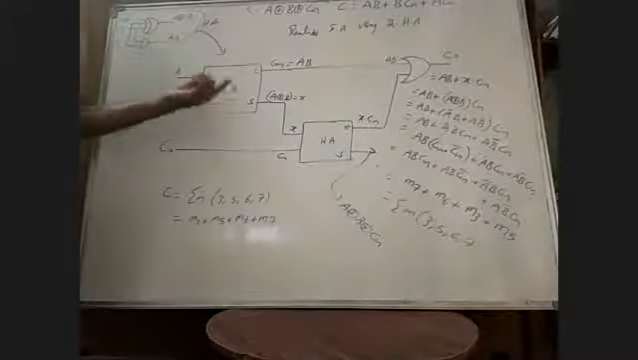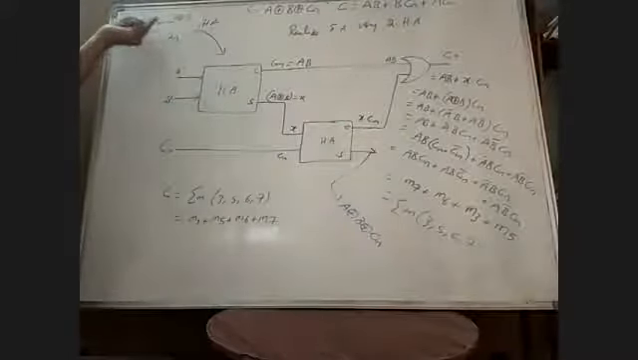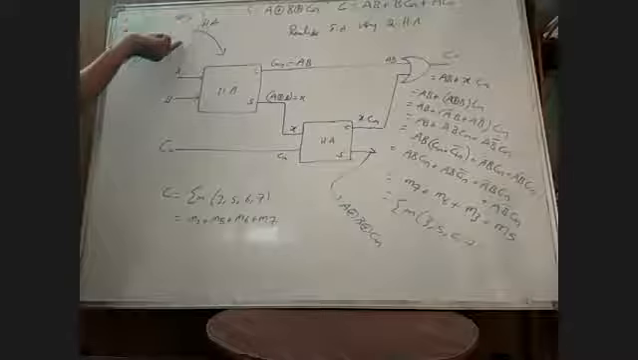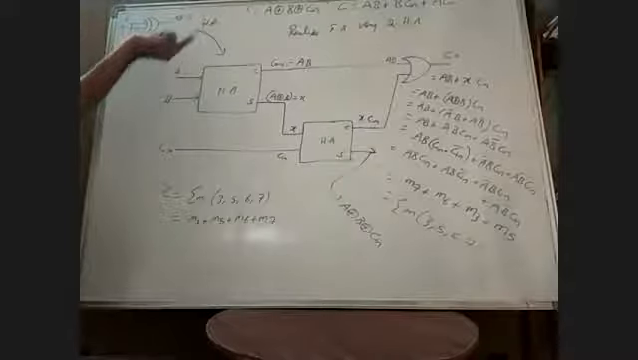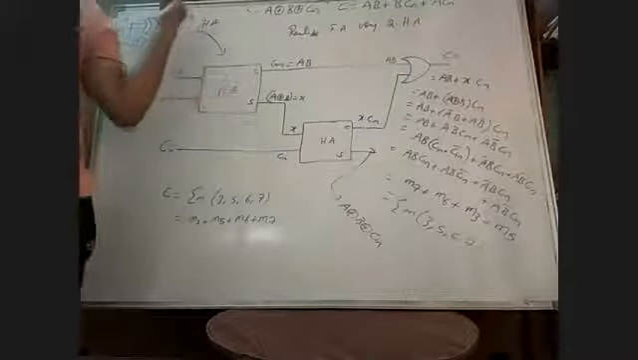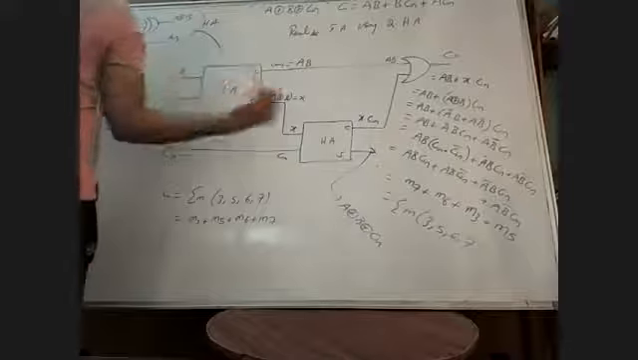Full adder using 2 half adders. Half adder circuit diagram: one XOR gate, one AND gate. I can replace this half adder using an XOR gate and an AND gate. I can redraw the circuit now.